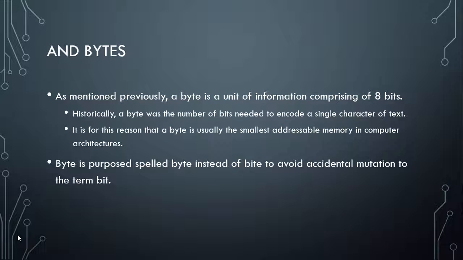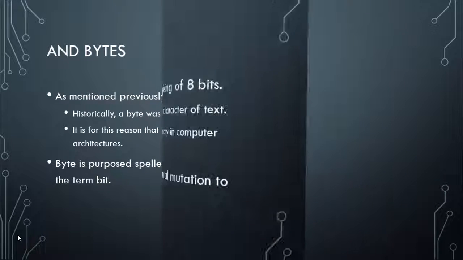Byte is also purposely spelled B-Y-T-E instead of B-I-T-E in order to avoid accidental mutation from the term bit. If you notice, we purposely misspell it, B-Y-T-E, instead of B-I-T-E, like it normally is in the English language. That's because it wouldn't take that much to go from B-I-T-E to just B-I-T. We could accidentally leave off a letter, and it would be two different things. So in order to avoid that confusion, they purposely misspelled byte, and that is how we have the term used in computer science.